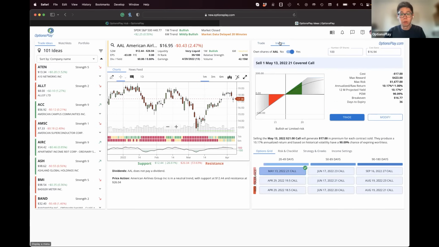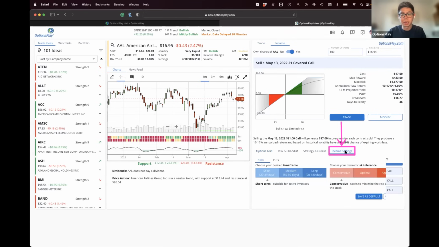Now, what I always encourage investors before you use this tab is to click on the income settings button here on the lower right hand corner. When you click on income settings, it'll allow you to choose how you select your strike prices for cash secured puts and covered calls.